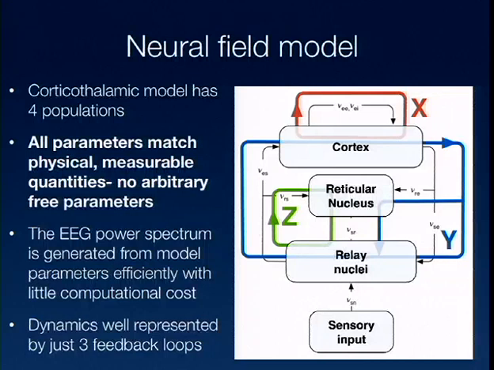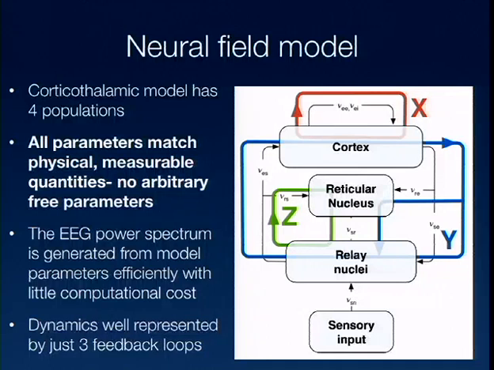And one of the most important things about this model in particular, and this modeling approach, is that all of the model parameters match physical, measurable quantities. So there's no arbitrary free parameters. Of course, our estimates for the parameter values, some are better than others depending on what experimental data is available. But whenever we have a set of model parameters that gives rise to an EEG power spectrum, for example, we're always able to relate that back to what that might mean for the brain. And that's a very powerful thing in terms of general modeling approaches.